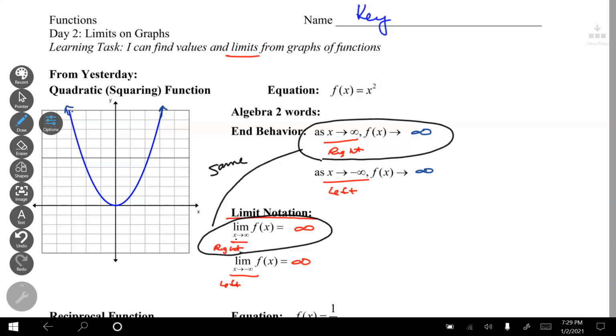We have the word limit. Underneath it is the x. It's telling you where to go for the x, and it says, find me the f of x or the y value. And that's what we're trying to do.